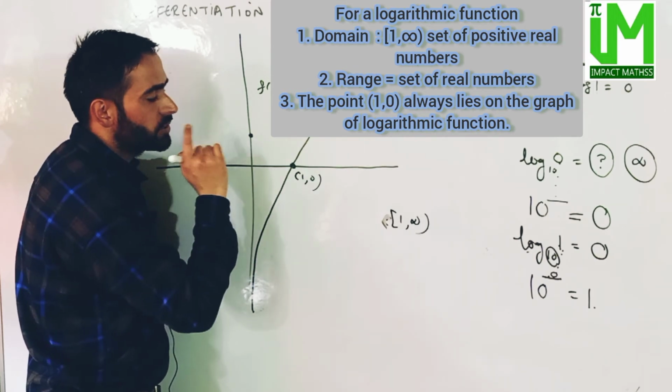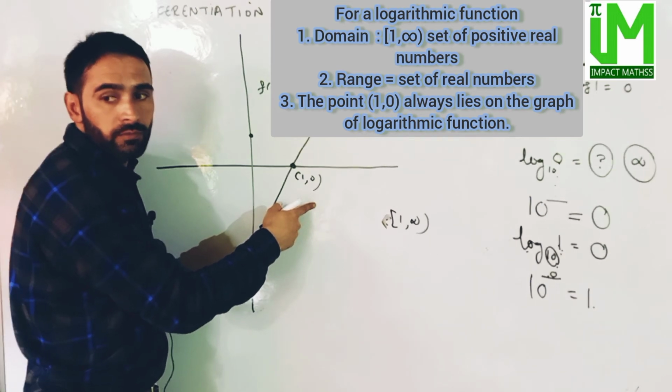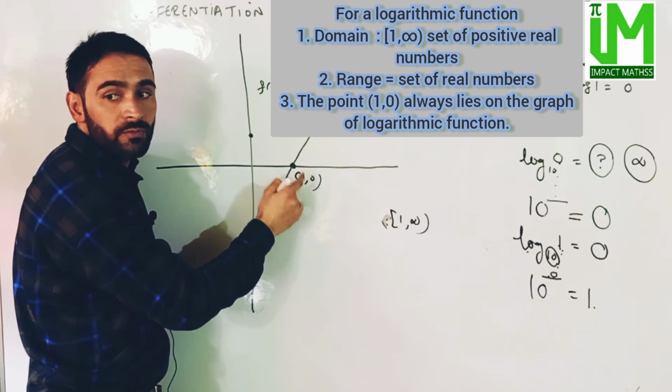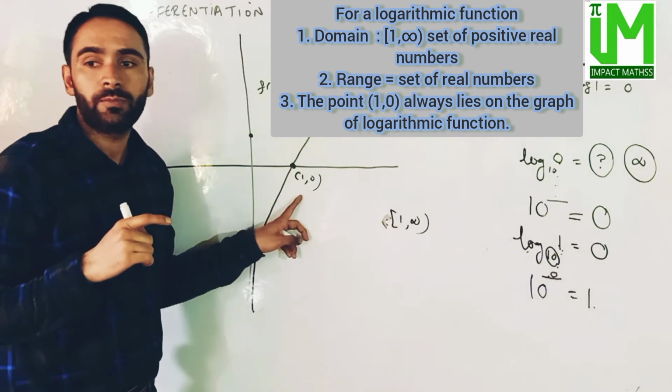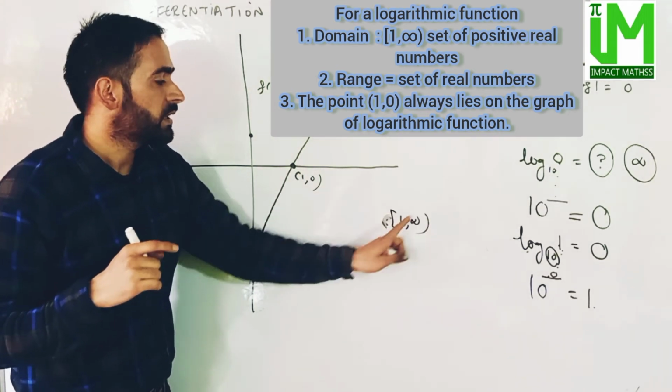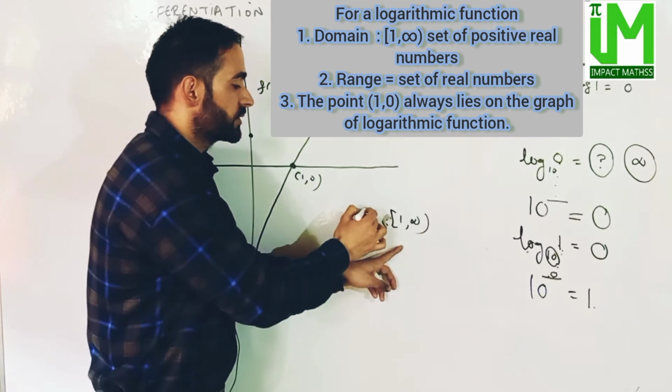And the third property: the point 1, 0 will always lie on the graph of the function, as you know, 1 is included.